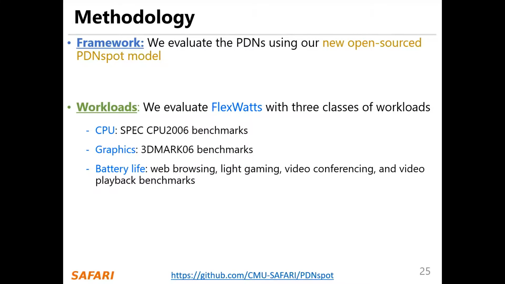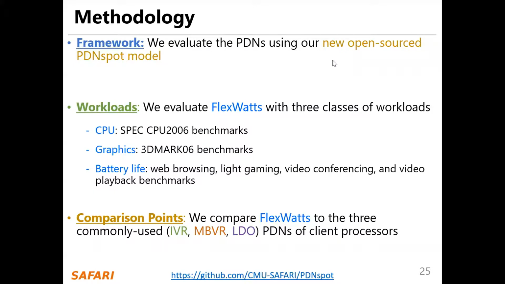For CPU, we use SPEC CPU 2006 benchmarks. For graphics, we use 3DMark benchmarks. And for battery life, we use web browsing, light gaming, video conferencing, and video playback benchmarks. We compare FlexWatts to the 3 commonly used PDNs of client processors.